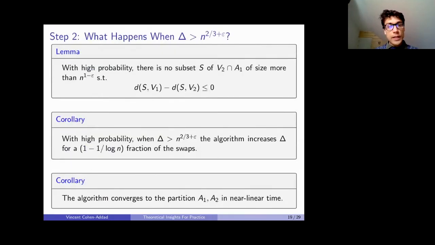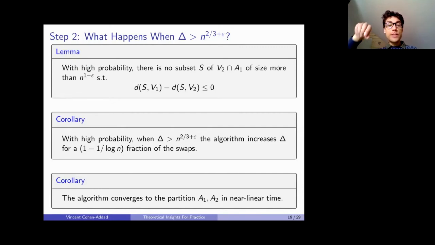Because I want to talk quickly about step 2, which is what happens when now delta is like 1%. You have reached a place where you have 51% correctly classified vertices into V1. And then here we have a different argument which says that if you look at the subset of vertices in V2 that belong to A1, these vertices of V2 should go back to A1, but for now I'm looking at the subset S of such vertices of size n to the 1 minus epsilon. We can show that the sum of their degrees to V1 must be larger than the sum of the degrees to V2.